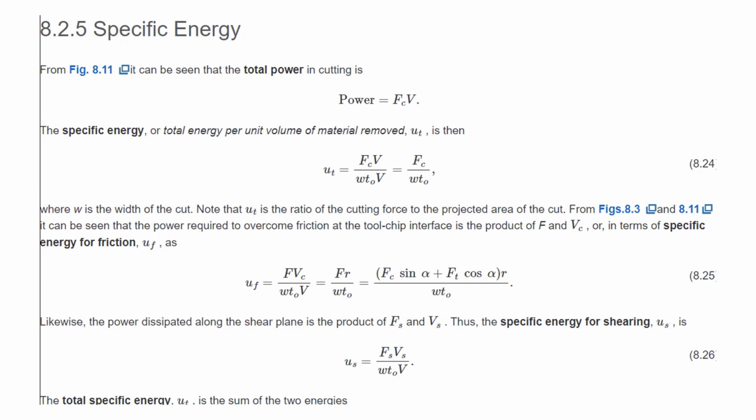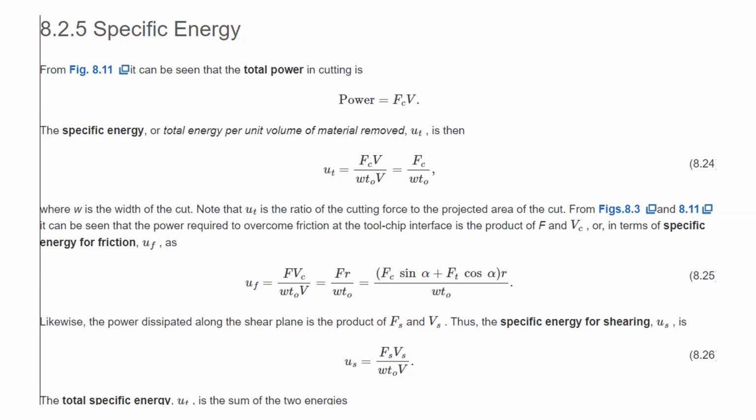The T0 is the uncut chip thickness, right? Width times the uncut chip thickness is the cross-section area. Then multiply by V. Suppose I have time T here. The time T multiplied by V is the distance in this direction, right? So this is my volume if I have T here, right guys?